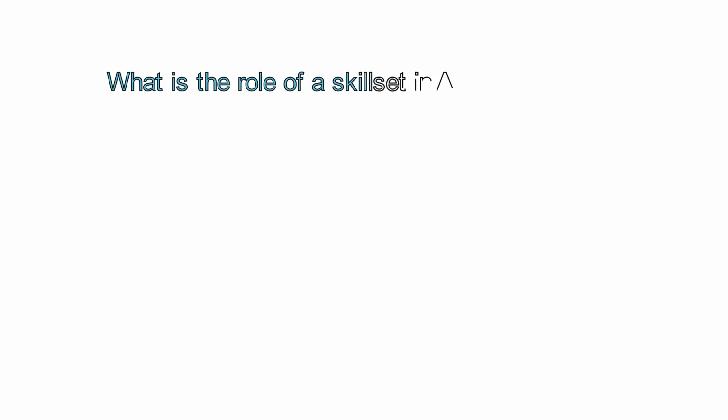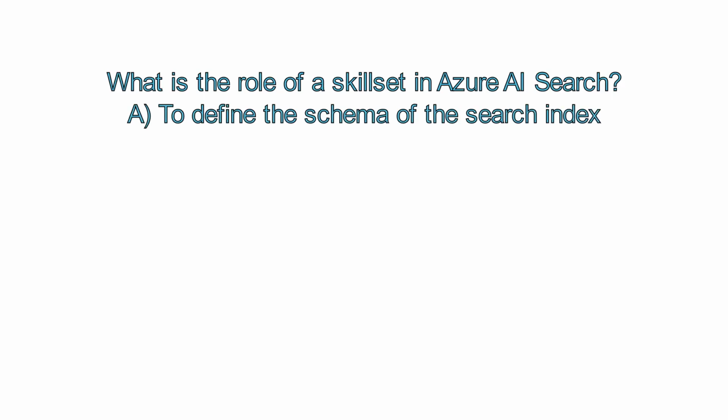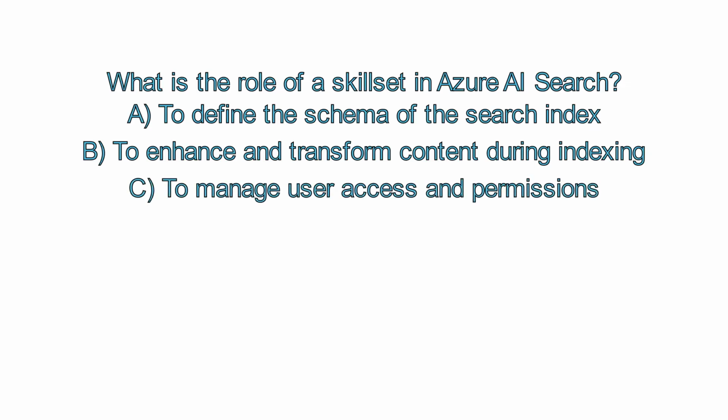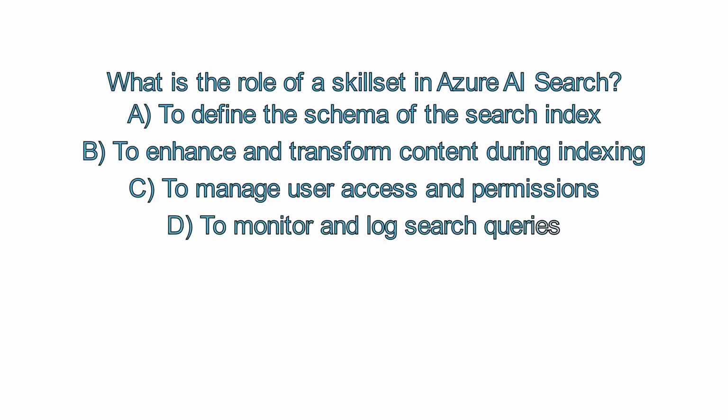What is the role of a skill set in Azure AI Search? A. To define the schema of the search index. B. To enhance and transform content during indexing. C. To manage user access and permissions. D. To monitor and log search queries.